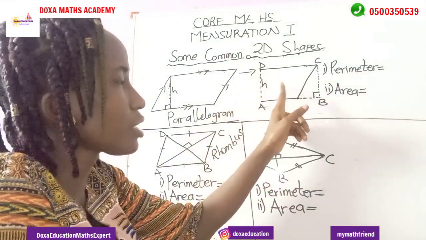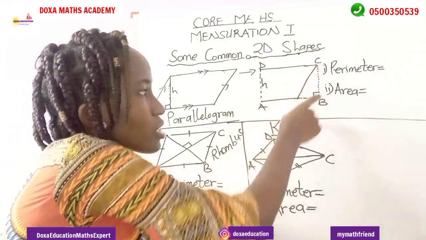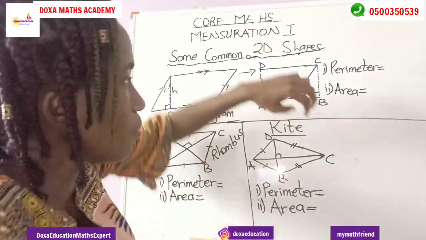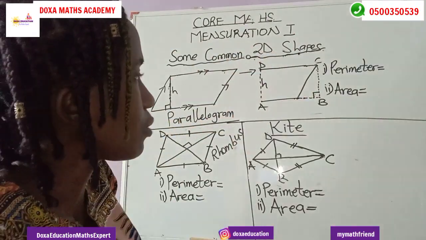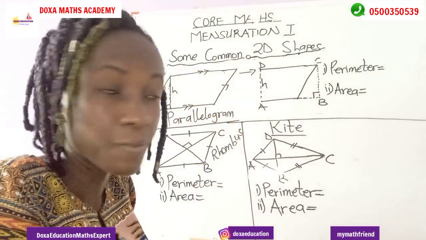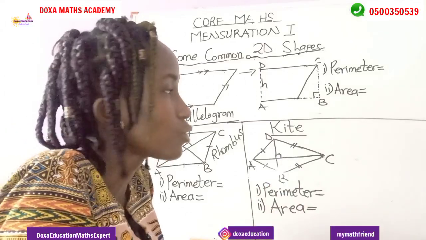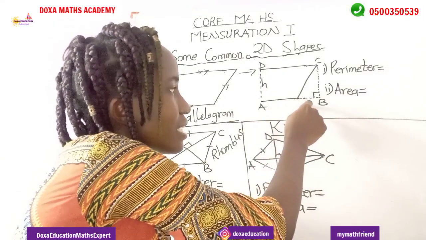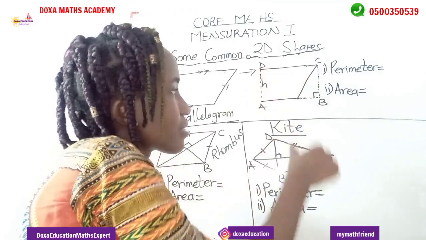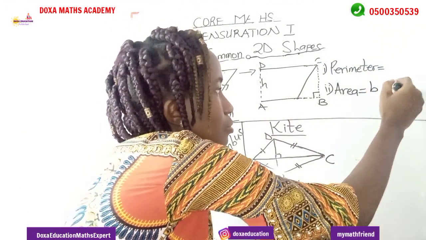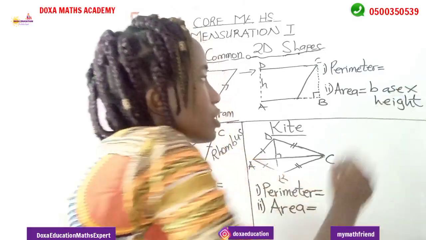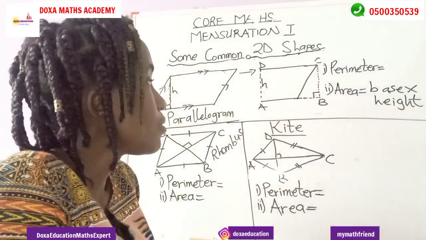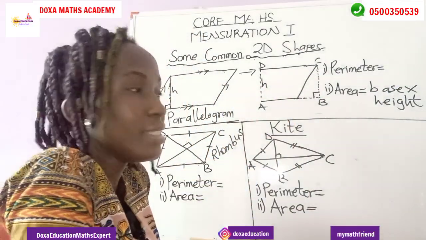Now watch this shape carefully. This one looks like a rectangle, where these sides are parallel and equal, and these sides are also parallel and equal. So since it looks like a rectangle, the area is going to be the base times the perpendicular height, B times H. Then the perimeter, of course, is going to be the sum of all lengths.